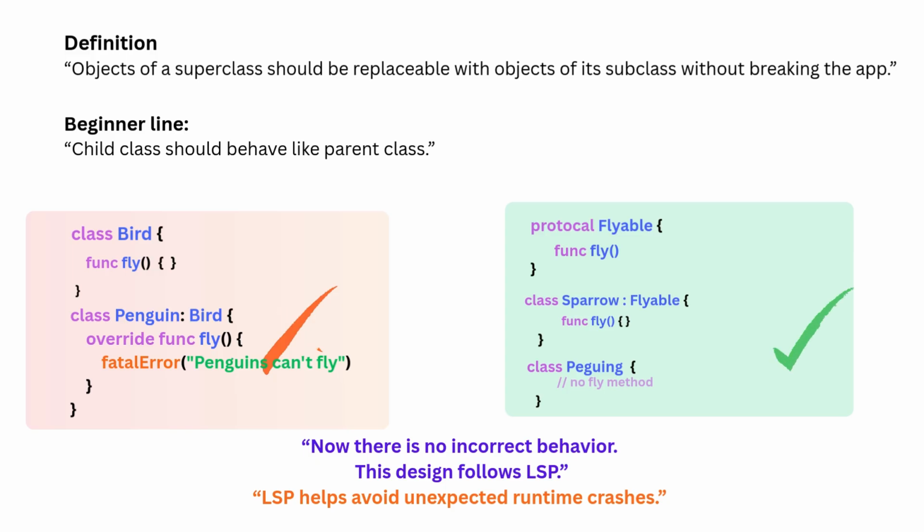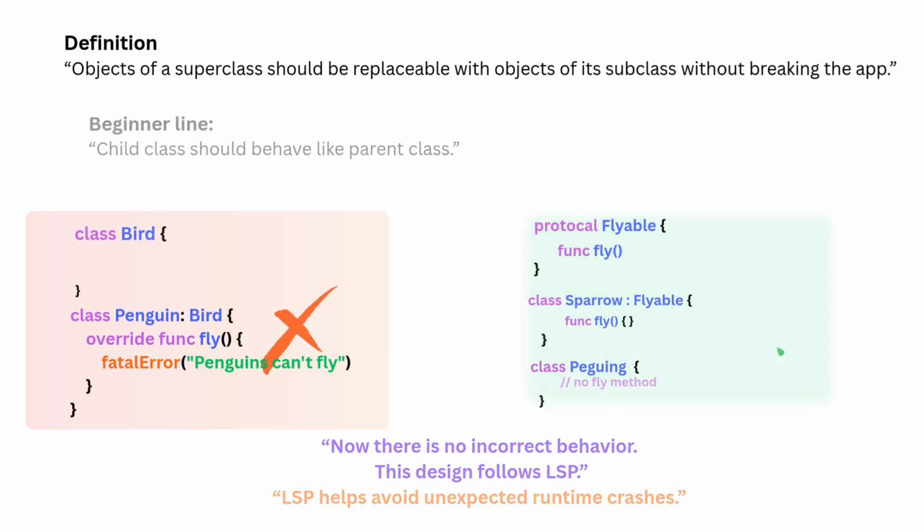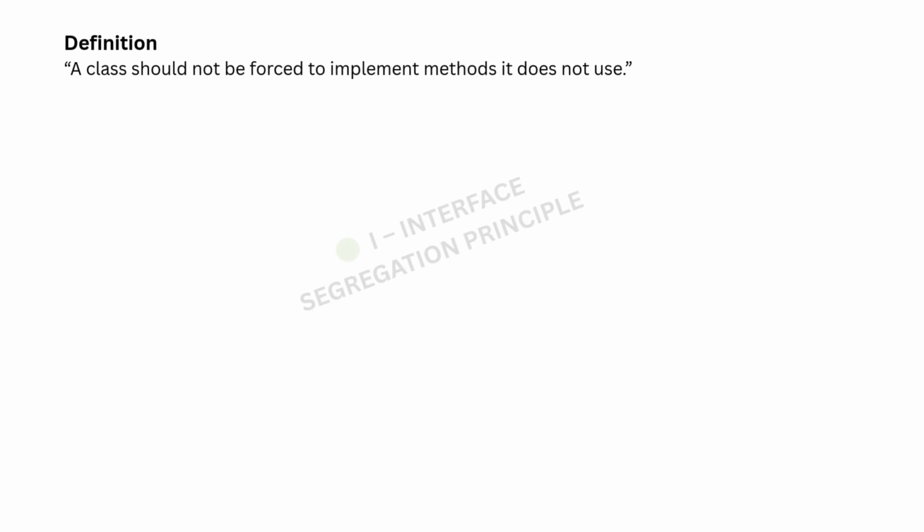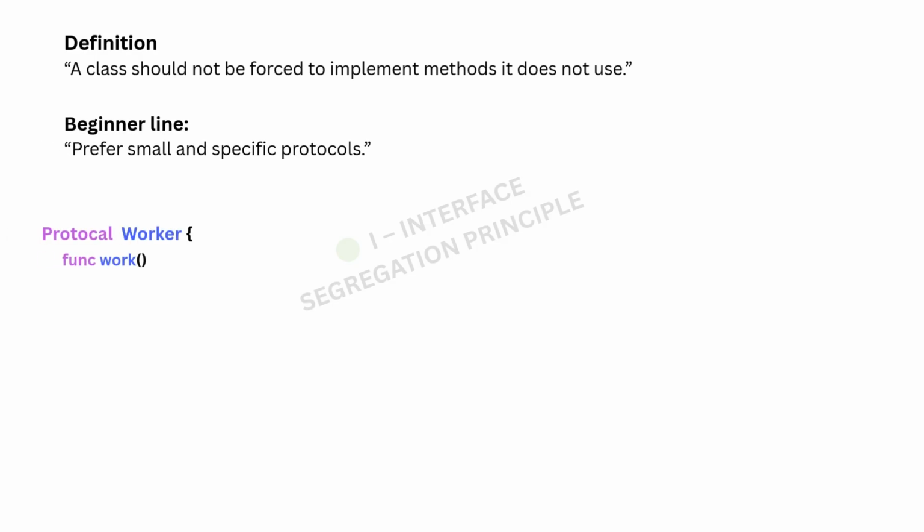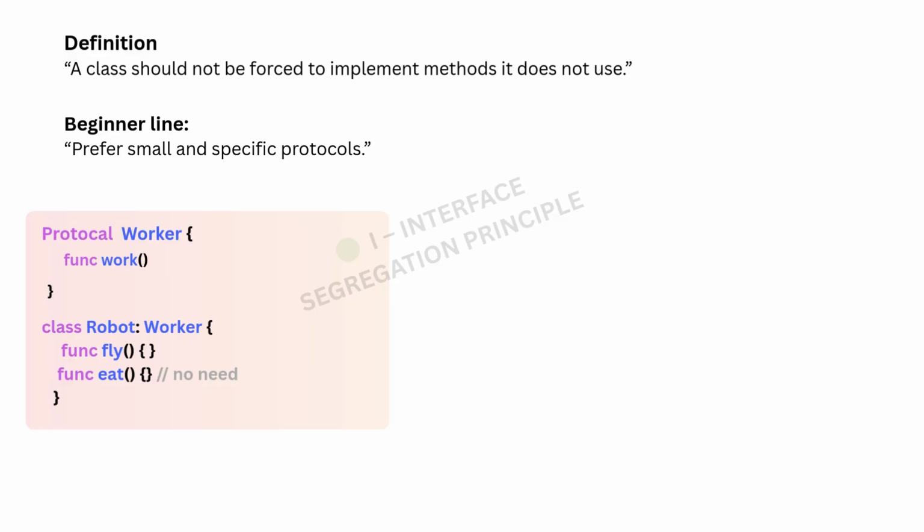Moving to the next principle, which is the interface segregation principle. The definition is simply that a class should not be forced to implement methods it does not use, so use small, specific protocols. For example, we have a protocol Worker with a function work, and a class Robot conforming to the Worker protocol. The protocol has two methods, work and eat, but a robot cannot eat, so it has an unnecessary function, which is a wrong approach.